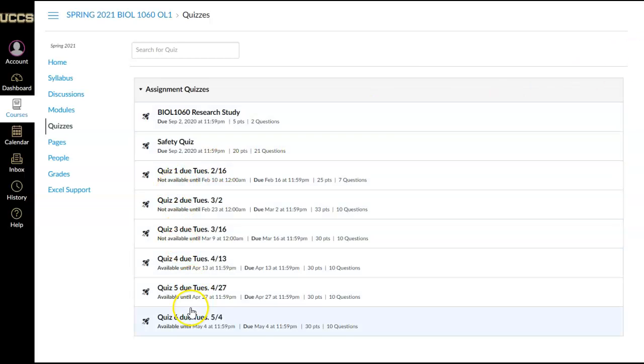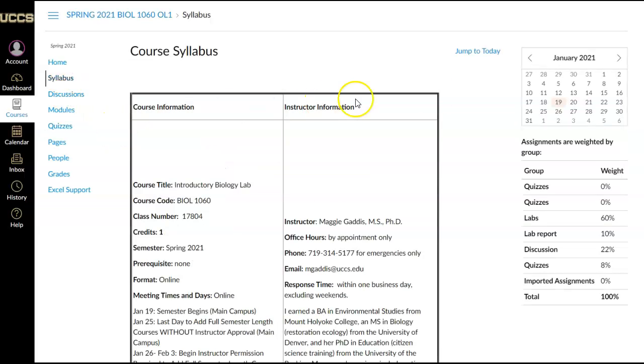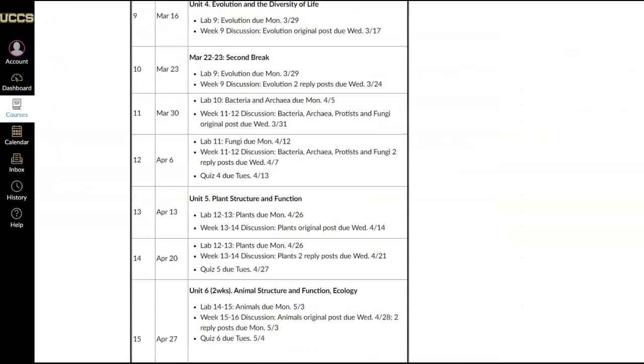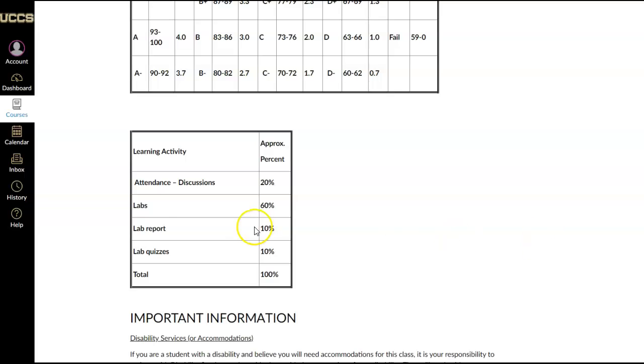And then here are those simple quizzes. You can see they don't bear a lot of points, and they are not worth very much of the total course points. So here we can see discussions are worth 20%, labs 60%, lab report 10%, and lab quizzes 10%.